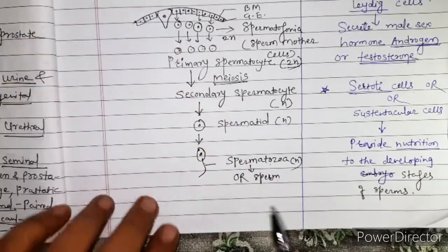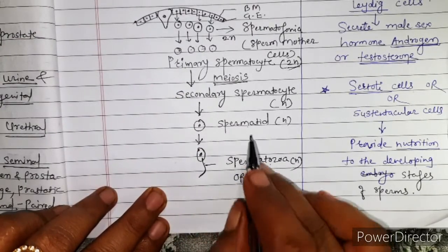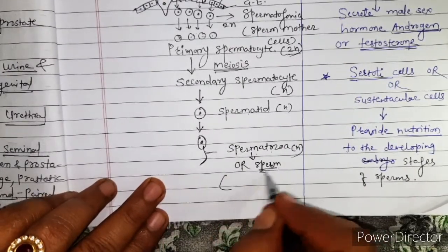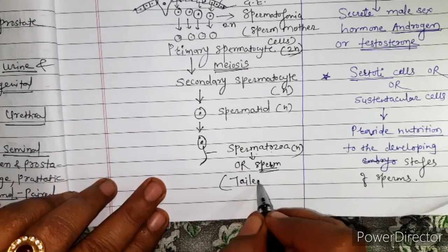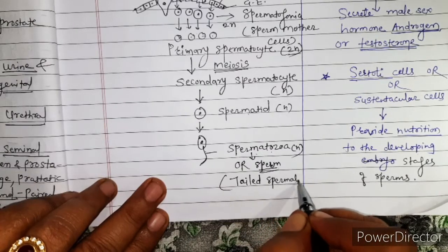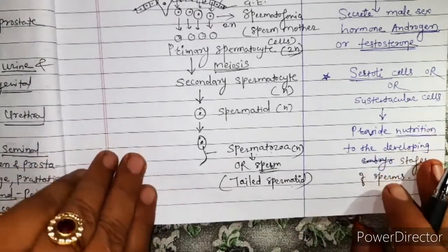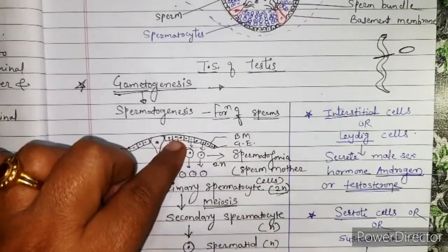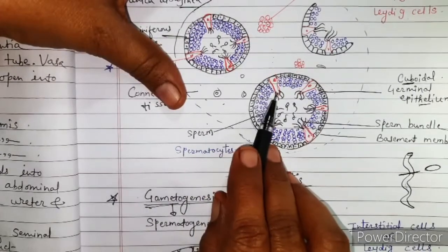And see here, these sperms are tailed structures. The difference between spermatid and spermatozoa is that sperms are tailed spermatids. There is not much difference between the two. So these are also called tailed spermatids. Now in this way these are the stages of spermatogenesis. See the structure that is seen here.